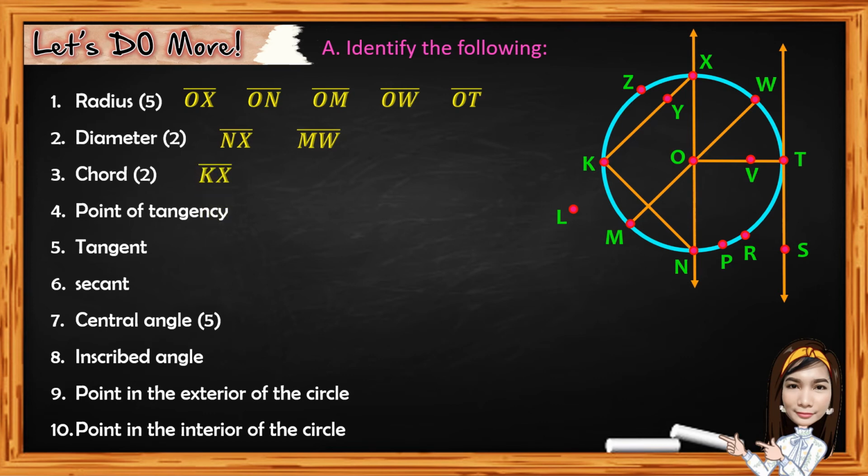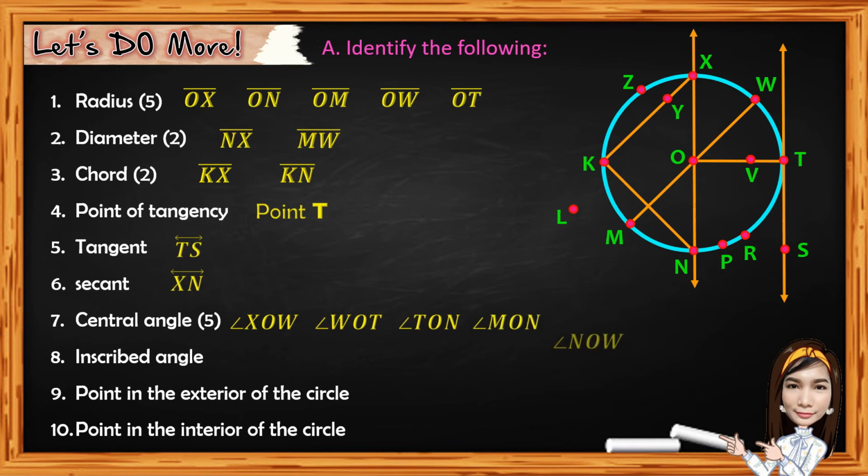First, we have line segment KX and line segment KN. For number 4, point of tangency, we have point T. For number 5, tangent, we have line TS. For number 6, secant, we have line XN. For number 7, 5 central angle, first we have angle XOW, angle WOT, angle TON, angle MON, and angle NOW. So point O is the vertex, which is the center. So we call it central angle.